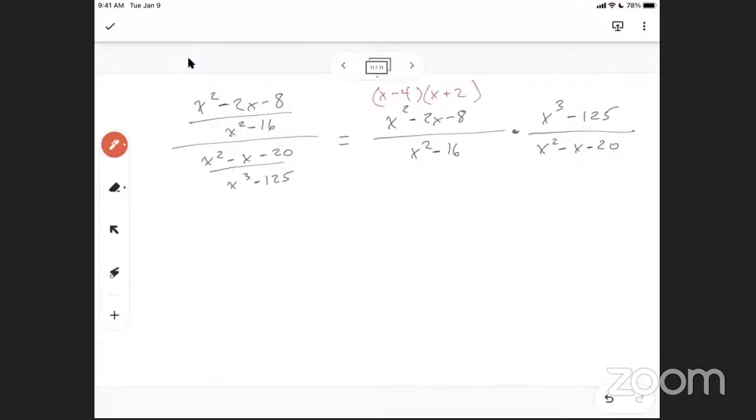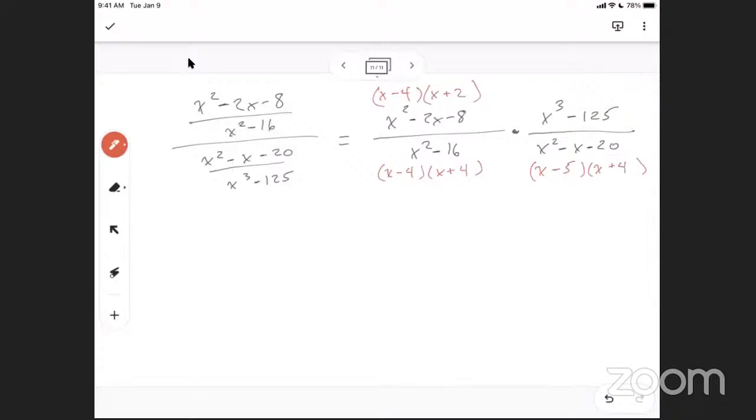Good job. What's this bottom one factor into? Izzy, you tell me. X minus 4, x plus 4. Perfect. And how about this bottom one over here? X minus 20 and x plus 1. Nope. It's going to have to be 5 and 4, right? Which one's positive and which one's negative? It's negative 1. X minus 5 and x plus 4.